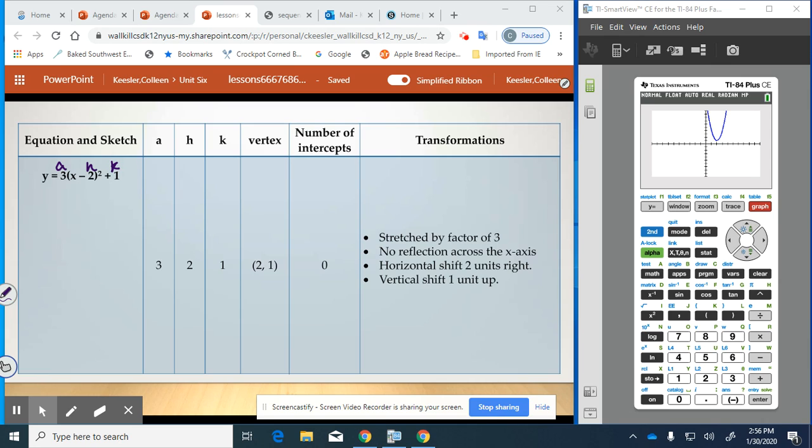Remember, for h, it's a positive number if there's a minus sign in the problem. It's a negative number if there's a plus sign in the problem, because the formula is that it should have a minus sign. So if you put a negative in, it would turn into a positive sign.